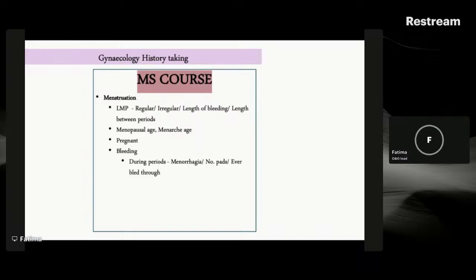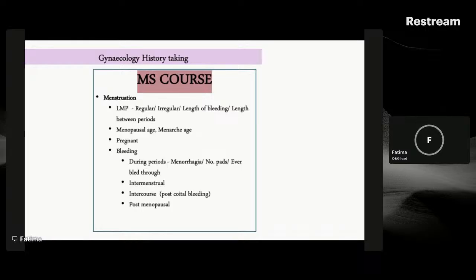Because if there's menorrhagia, so heavy bleeding, your differentials are fibroids, dysfunctional uterine bleeding, which is hormonal, it could be adenomyosis. Number of pads that they've gone through, have they ever bled through before? Is the bleeding intermenstrual, is it between periods? Is it postcoital, so related to intercourse? Or is it postmenopausal? And in postmenopausal, differentials would be atrophic vaginitis, cervical or endometrial polyps, or endometrial cancer even.